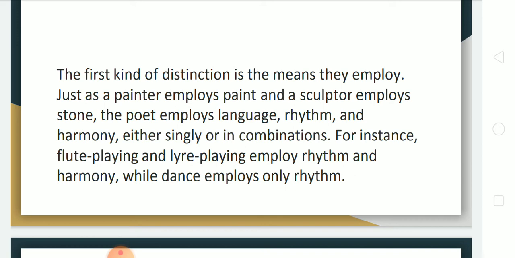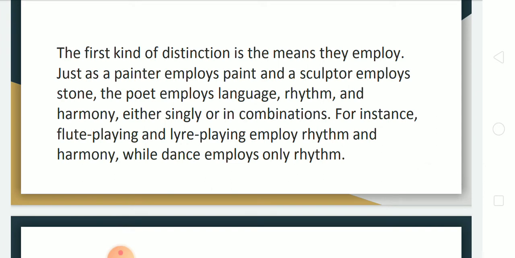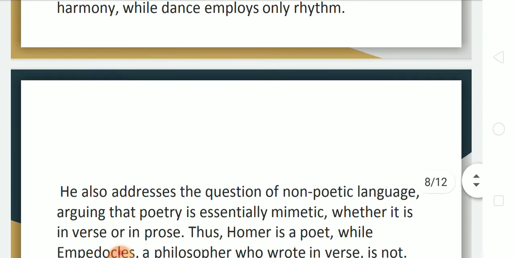For instance, flute playing and lyre playing employ rhythm and harmony, while dance employs only rhythm. In flute playing and lyre playing we have rhythm and harmony both, and in dance we follow the rhythm. So there is a difference.